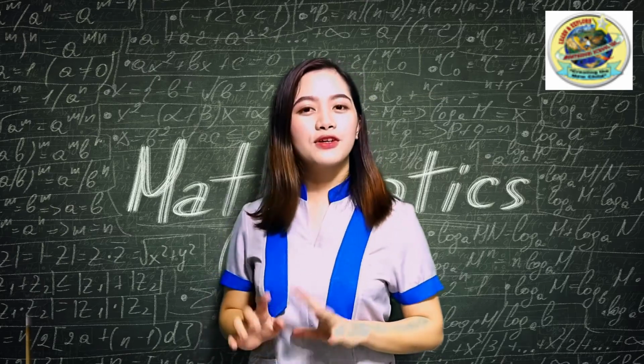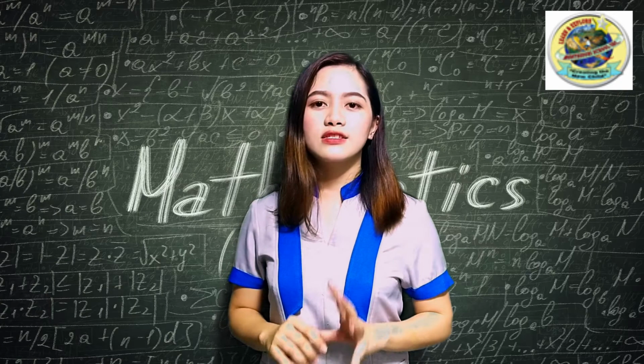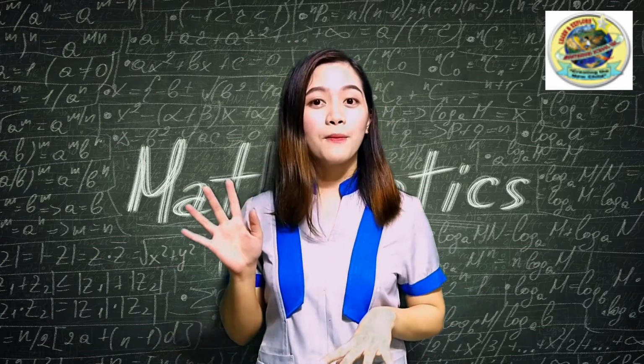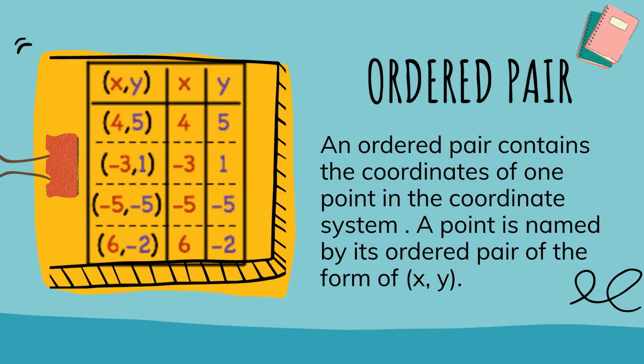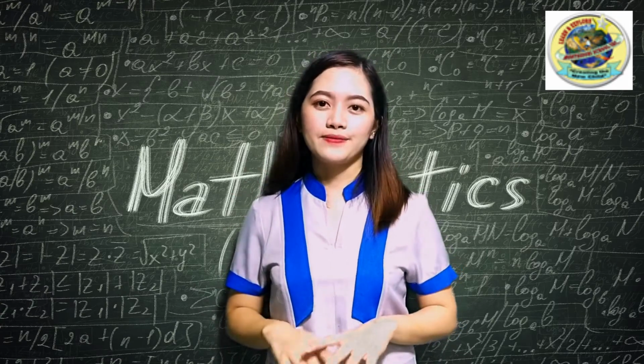So I'm going to put a circle around the origin here, or at 0, 0. So when we plot points, we always start there at the center and go side to side and then up or down. The next one is the ordered pair. An ordered pair contains the coordinates of one point in the coordinate system. A point is named by its ordered pair of the form (x, y). The two numbers within the parentheses, for example, 4 and 5, that's an ordered pair. 4 is the x-coordinate and 5 is the y-coordinate. The x always comes first. You always go side to side and then go up or down.